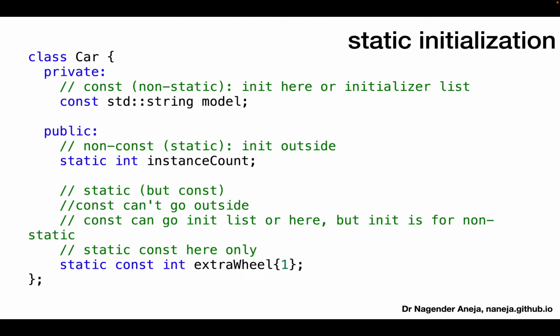Now, we can have a variable which is static as well as constant. If the variable is static as well as constant, then the only place we initialize it is here. When you say that this is static and constant, it means you need to assign the value here only.